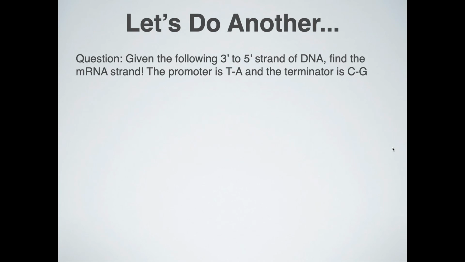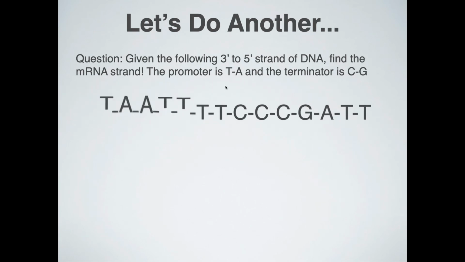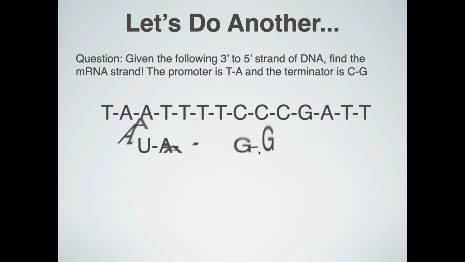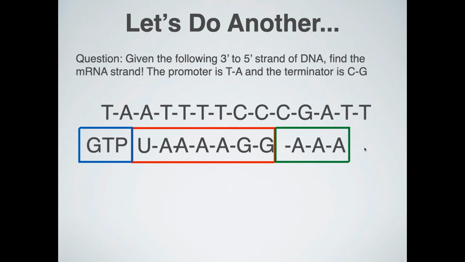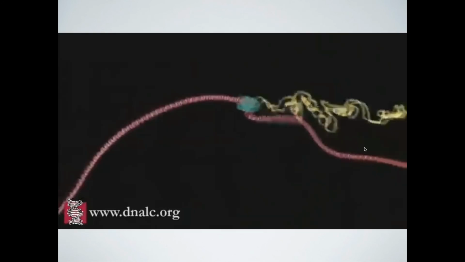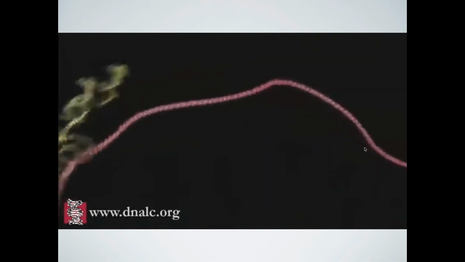Okay, let's do another one. The promoter is TA, the terminator is CG. Right? That's the first TA I see, so I would continue. Okay, I would continue till I see the first CG, and then once I see the first CG, that's the end of my message. GTP, poly A tail. And just like before, this can happen extremely quickly.